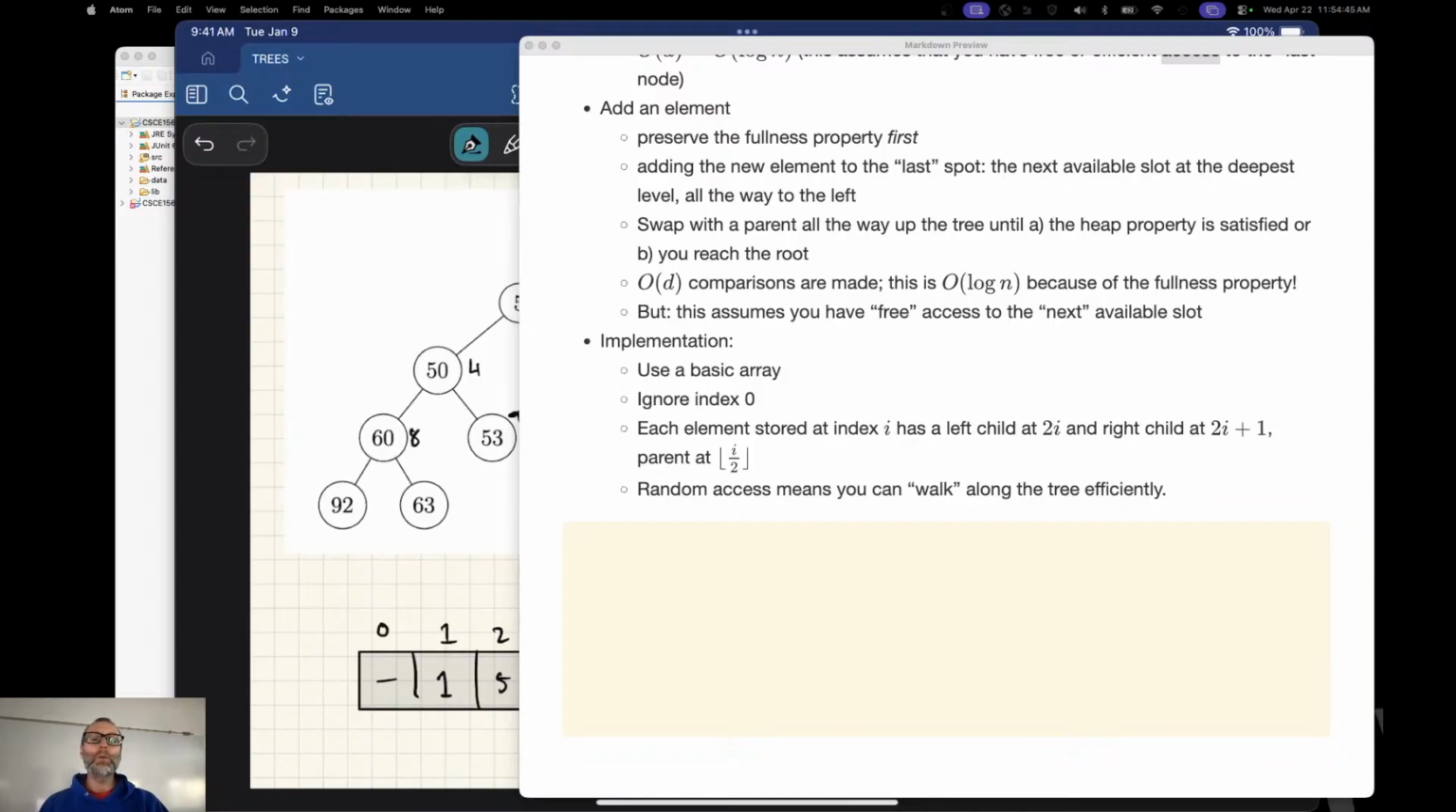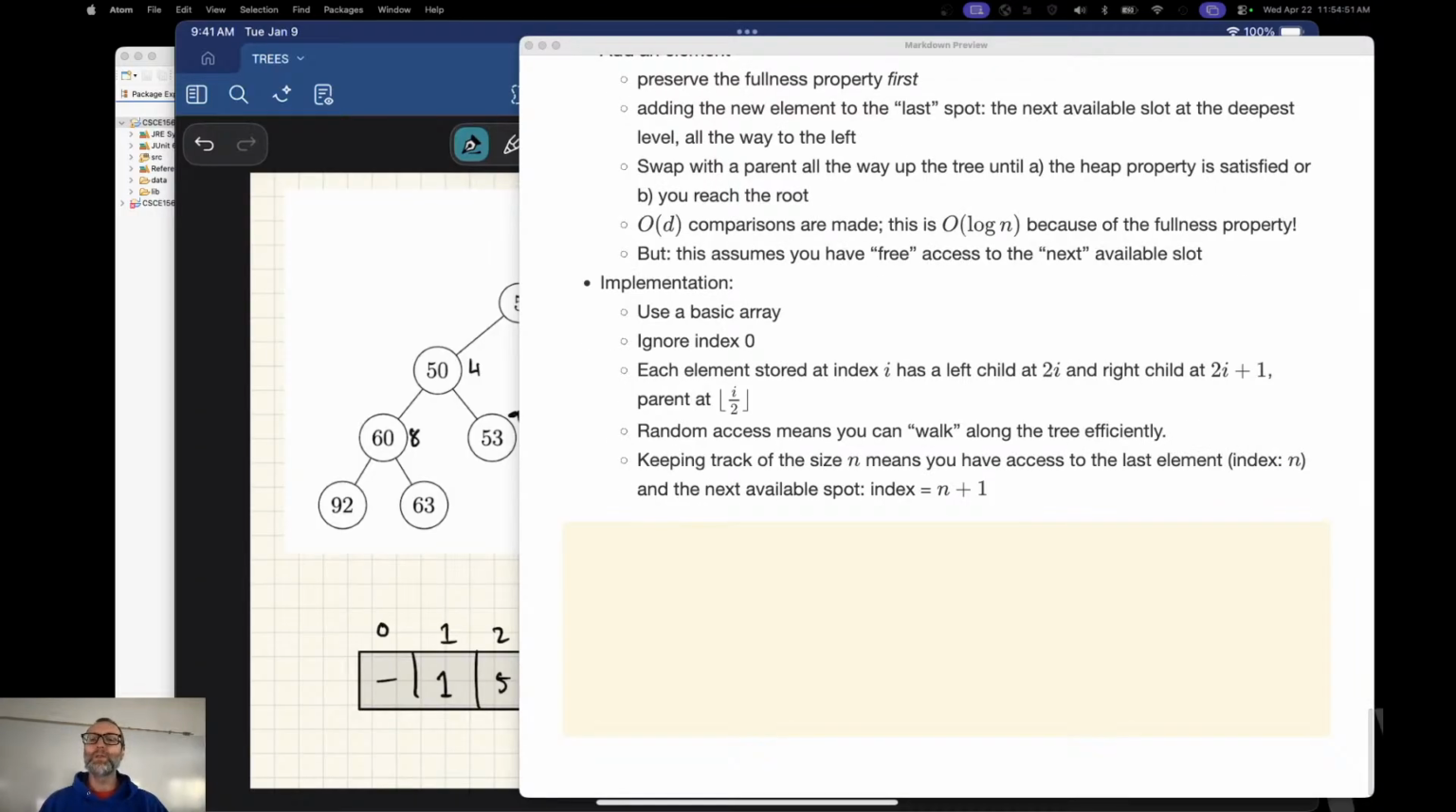Now this solves our original problem. Remember I said that we got free access to the first and last? Well, keeping track of the size n means that you have access to the last element. Where is it? Index n. And the next available slot is going to be at n plus 1.